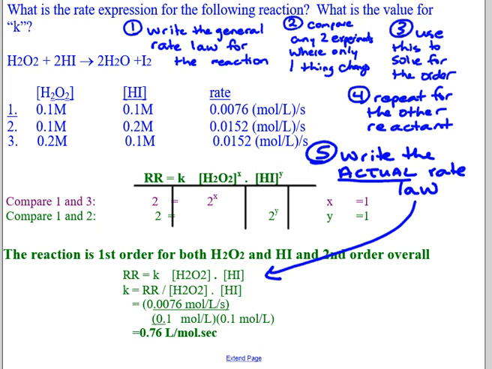Step 5. We can now write the actual rate law. We know from our math above that the order in terms of peroxide is a 1 and the order in terms of hydrogen iodide is a 1. I don't typically write number 1s in chemistry, and mathematically it makes no difference, but I am putting them here to show you that they are the values that we calculated in the step above.